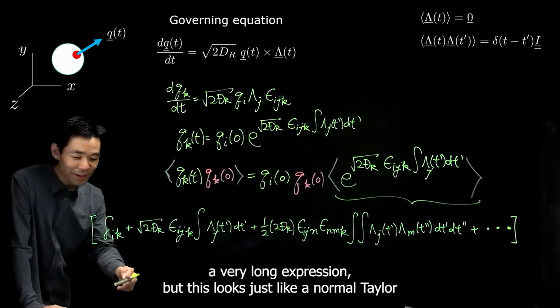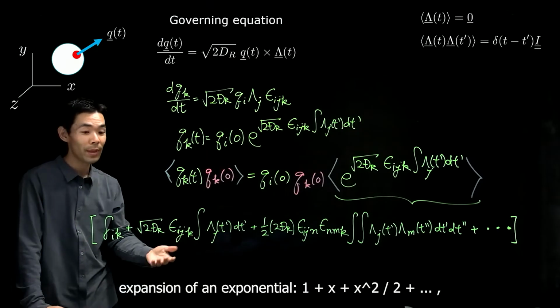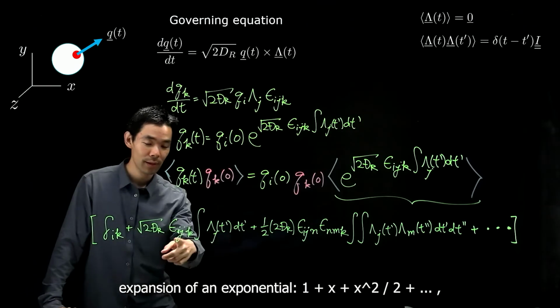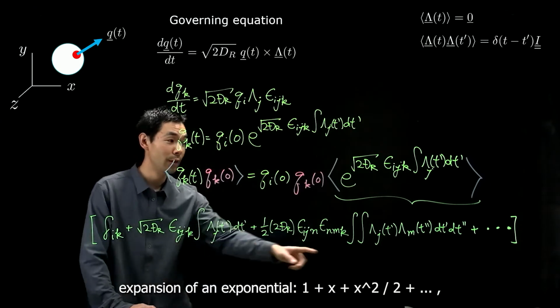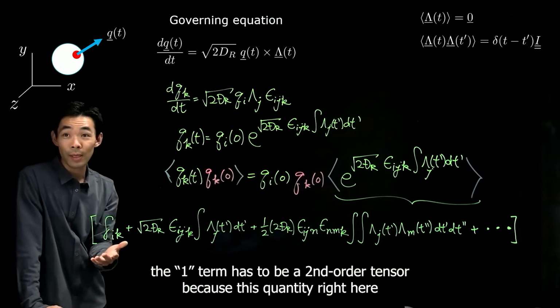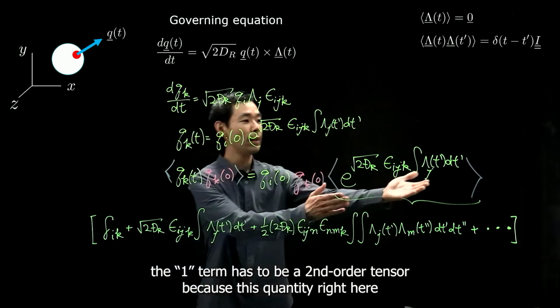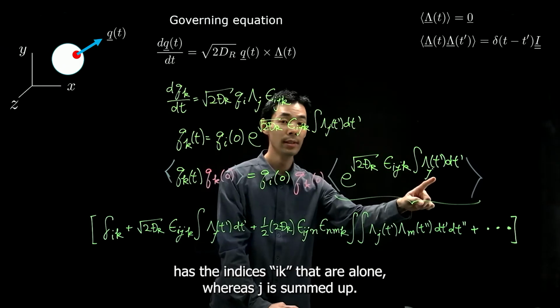Okay, I know it's a very long expression, but this looks just like a normal Taylor expansion of an exponential. 1 plus x divided by 1 factorial plus x squared divided by 2 factorial and so on, which includes higher order terms. Of course, the 1 has to be a second order tensor because this quantity right here has the indices i and k that are alone, whereas j is summed up.